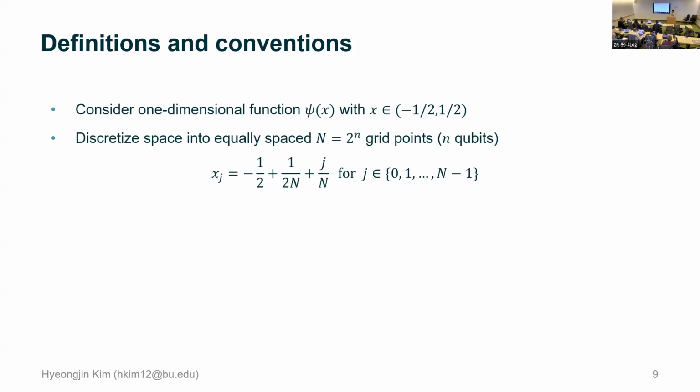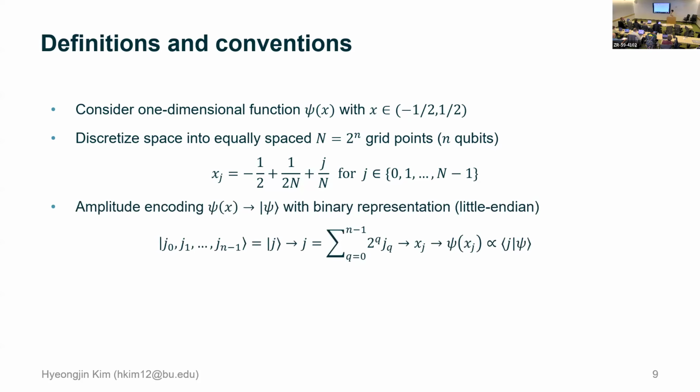And then we discretize the space into equally spaced big N equals 2 to the small n grid points, where we'll see that the small n corresponds to the number of qubits. The grid points are indexed by this j, which goes from 0 to big N minus 1, and x sub j is the actual x values of your grid. Then we use amplitude encoding to encode the function into a quantum state with binary representation. We use these computational states, ket j, to do this.